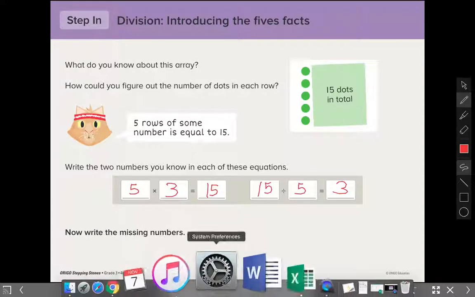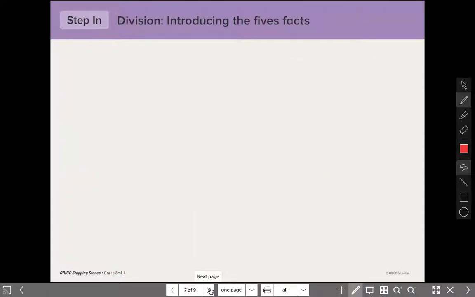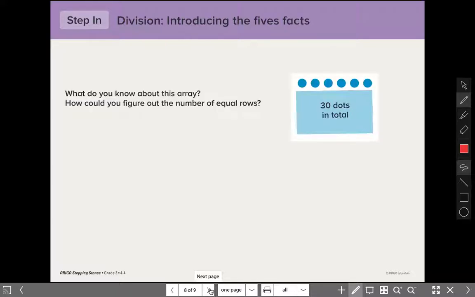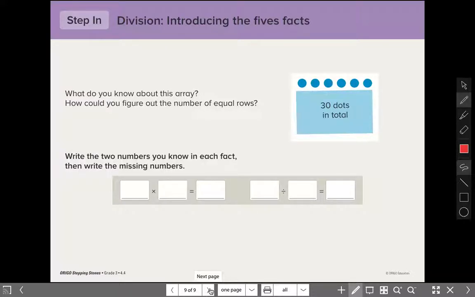Since we're running low on time, I'm going to have you go ahead and... Oh, we have this one too. What multiplication fact would go with this array? I'm not going to read through the whole thing. I want you to tell me what multiplication fact goes with this array. Chase? 30.